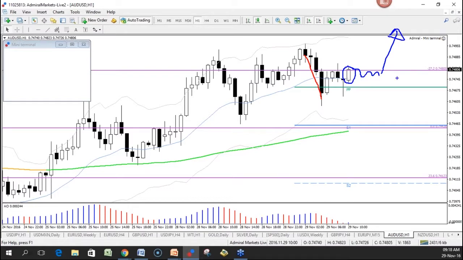If it does linger too long sideways, with too long I mean another 5 to 8 candles just going sideways like that, then the upside is not strong anymore.